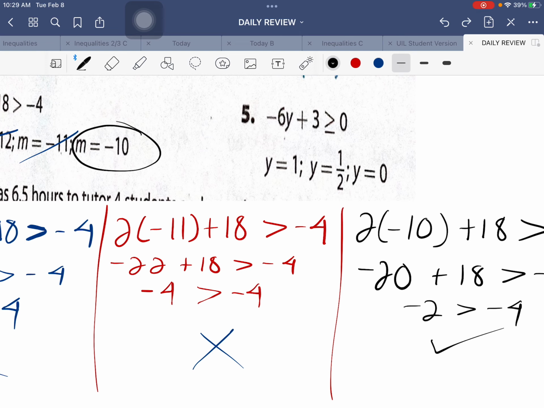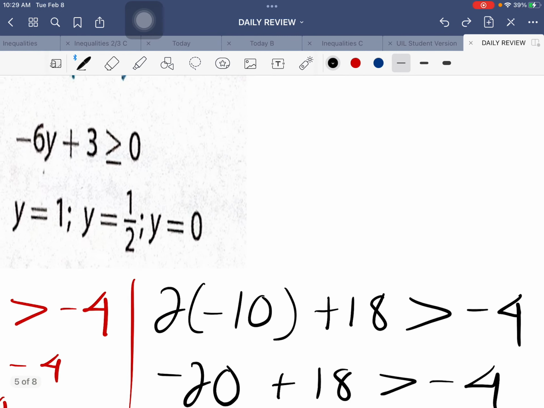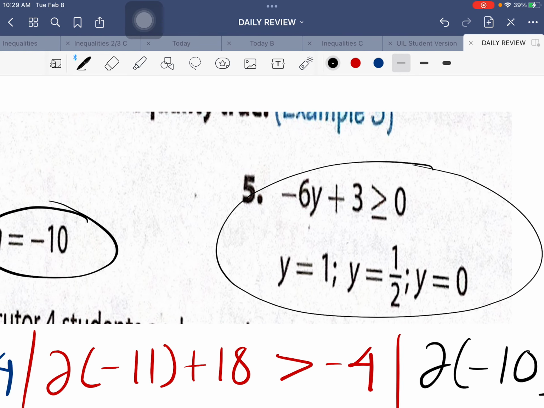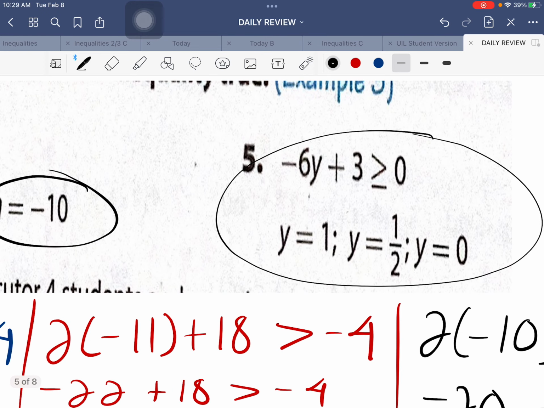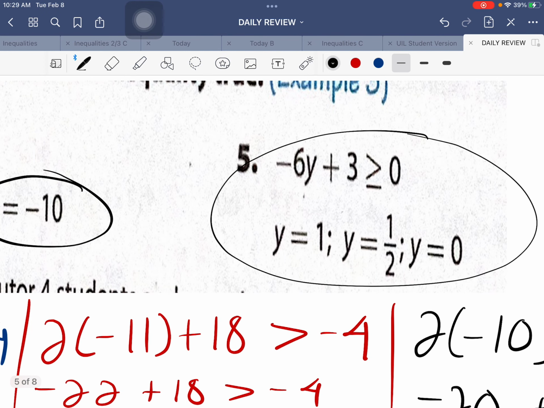Now, try to do this one on your own. Doing the exact same thing, guys. Haciendo exactamente lo mismo. Por 0 va a estar fácil. Por 1 va a estar fácil. The times half, that's going to be just a little bit tricky. But don't worry.